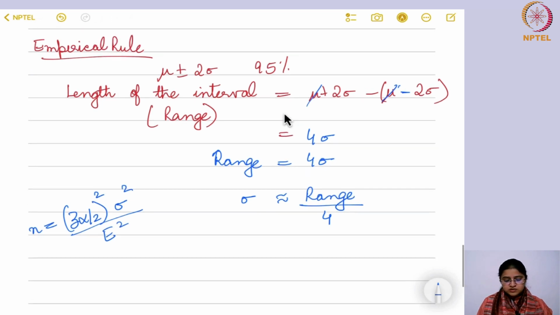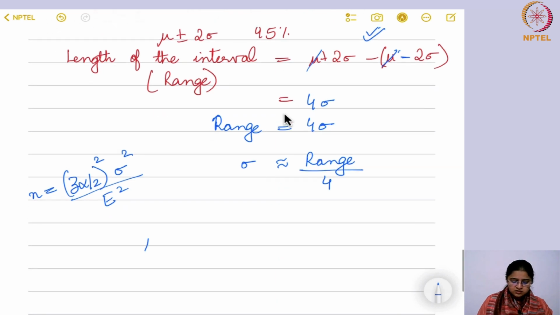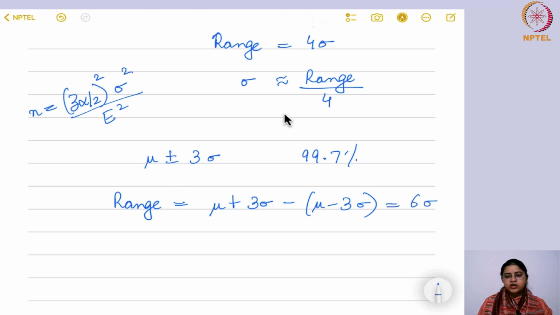Now the point comes basically that why are we considering only 95% confidence over here? Why don't I just consider, I can also consider mu plus minus 3 sigma, so that in that case 99.7% observations would be in between these two endpoints. If I do that, then the range in this case, or the width of the interval, would be mu plus 3 sigma minus mu minus 3 sigma. That basically gives you 6 sigma. Now if I have to find the approximate value for your sigma, that would be basically range divided by 6.